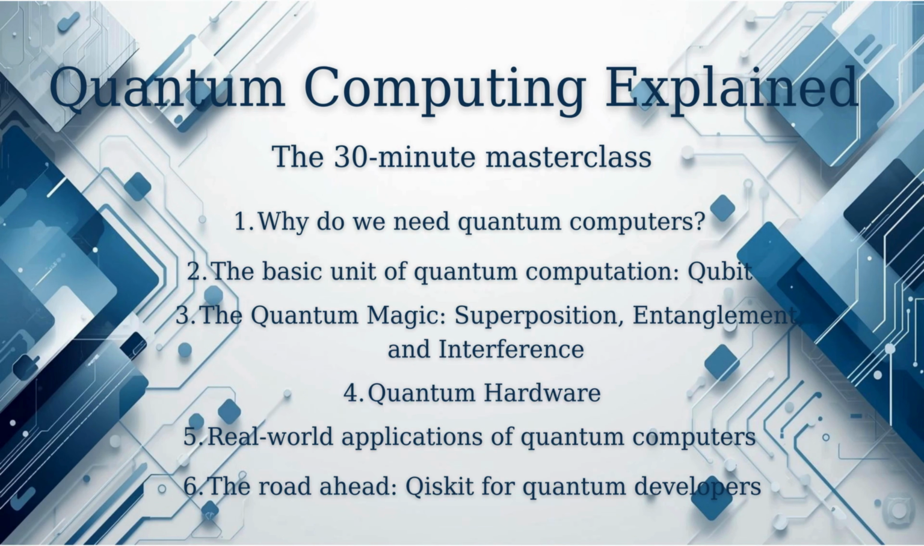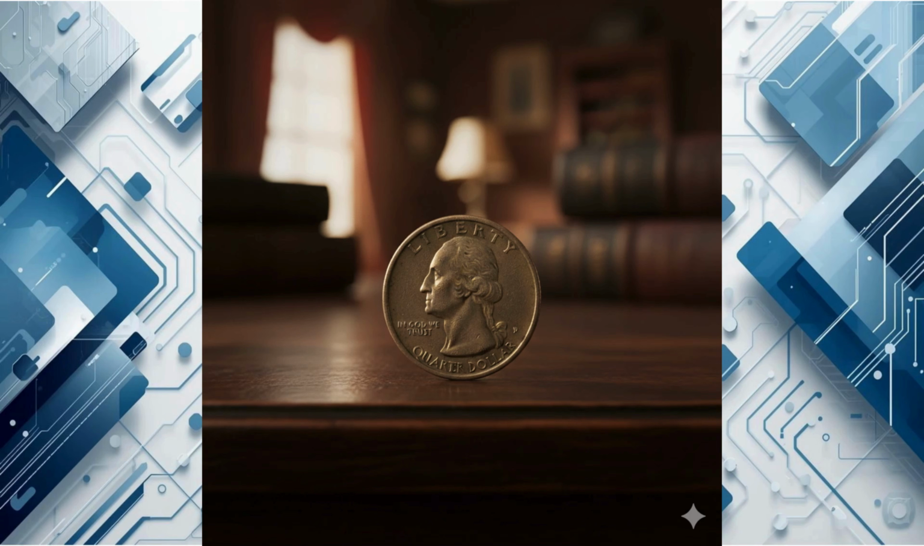Now, we will discuss the basic unit of quantum computation, the qubit. A classical bit is like a coin lying flat on a table. It is either heads or tails. There is no in between.